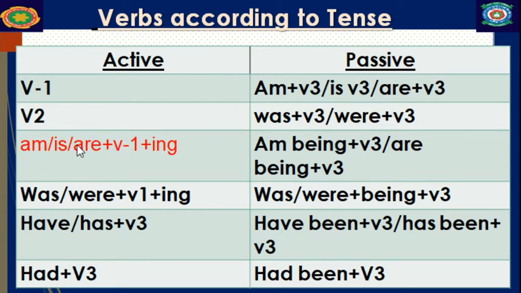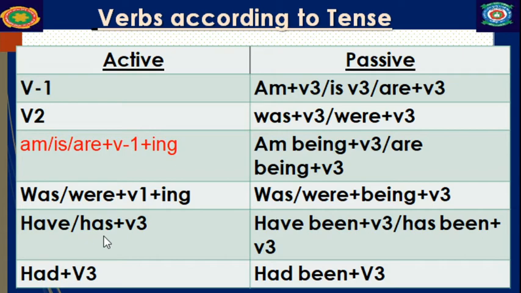Am, is, are: you just have to use am being, is being, are being. If I say I am eating rice, then you have to say rice is being eaten by me. In the same way, was, were: I was eating rice, then you have to write rice was being eaten by me. In the same way, have, has: you have to add an extra been.